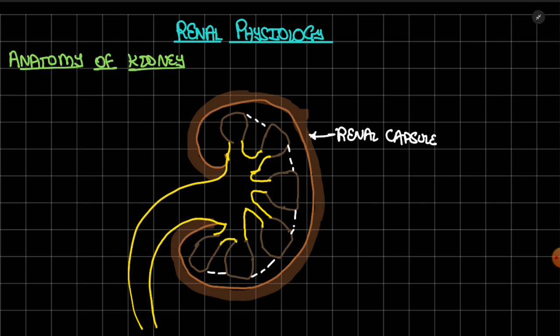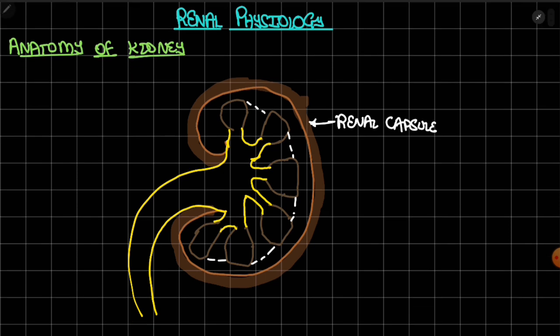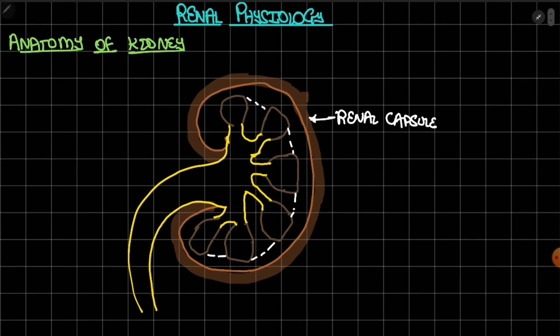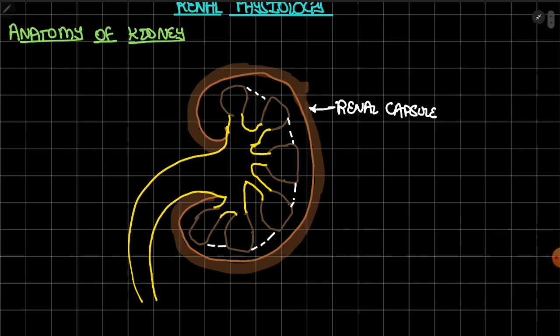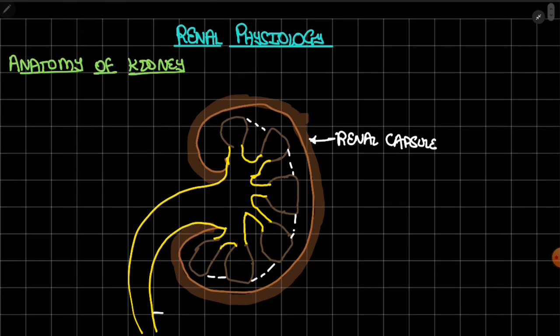Now we know that from the kidney one tube comes. Let me just highlight this tube. This tube contains urine and goes to the urinary bladder. So what is this tube? Yes, it is the ureter. Let me just write it here. This is the ureter.